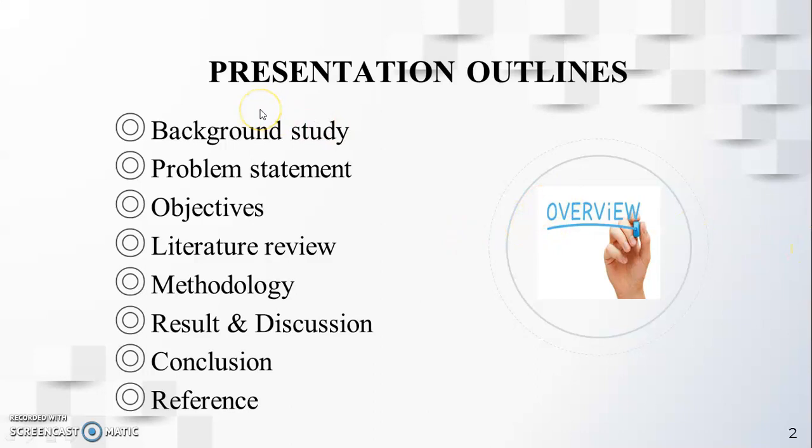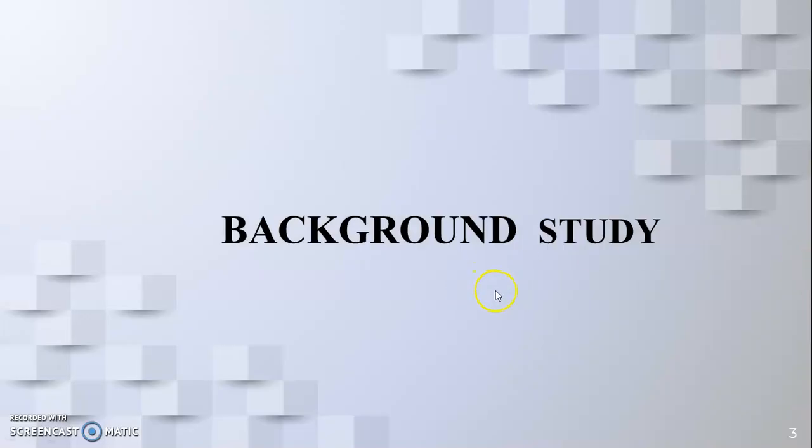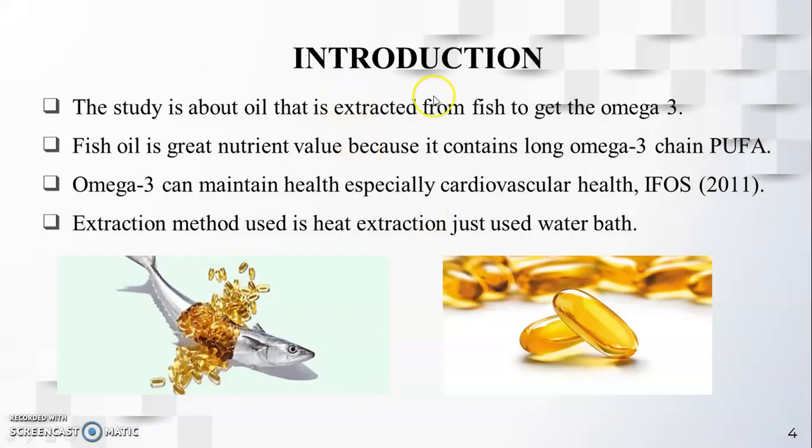So, this is my presentation outline, and I will present based on this outline. Background study. Introduction. The study is about oil that is extracted from fish to get the omega-3. Fish oil is of great nutrient value because it contains long-chain omega-3 polyunsaturated fatty acid. Omega-3 can maintain health, especially cardiovascular health.